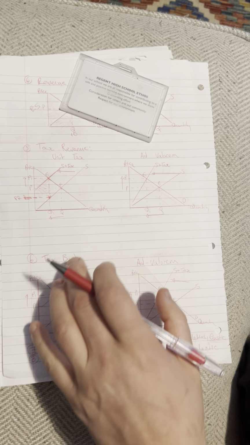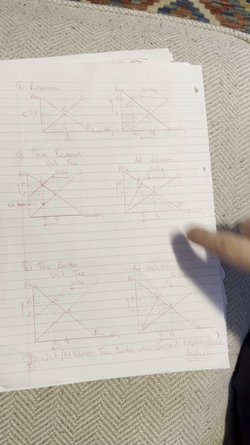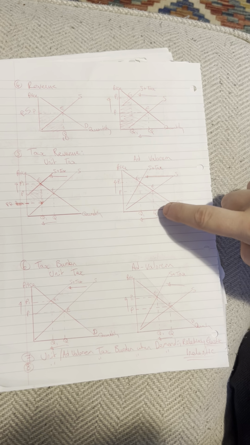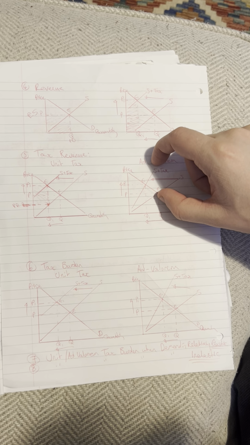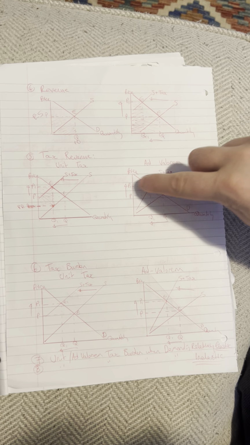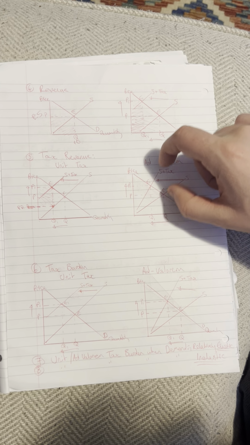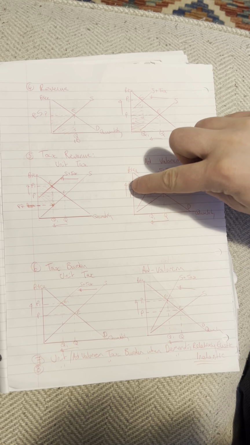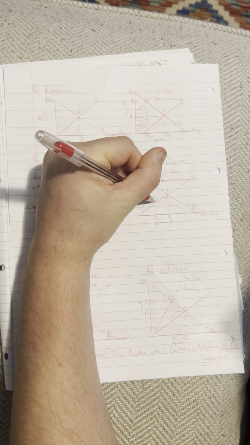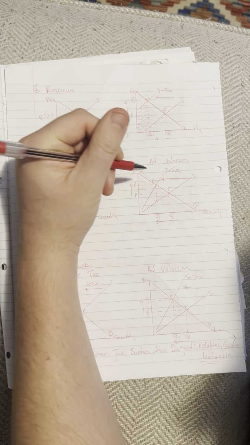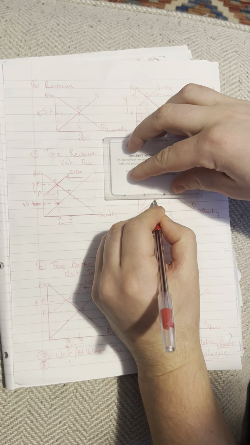Okay, let's look at the ad valorem tax. Again, this is why it's so important that we do it at Q1, because if we did it at Q, it would be a different size tax. But once the tax has been added and the price goes up, we move to a new equilibrium price and equilibrium quantity. And at different points, we've got a different tax per unit. At P1, the tax per unit is this vertical distance here.